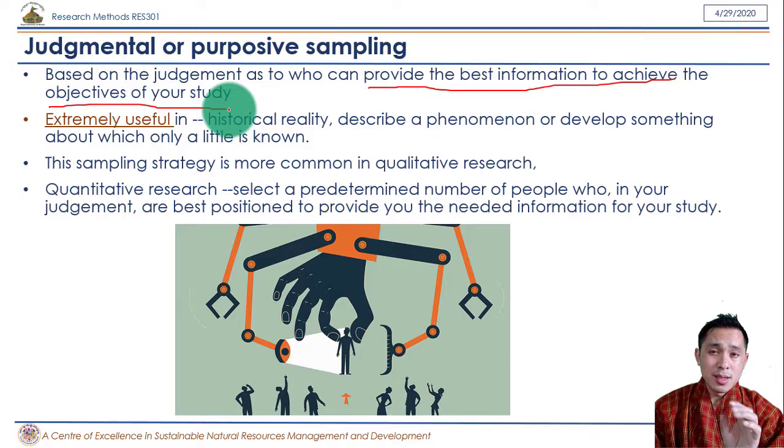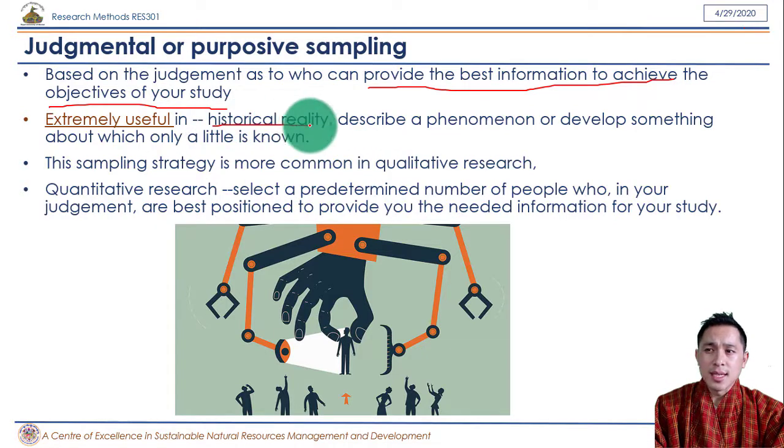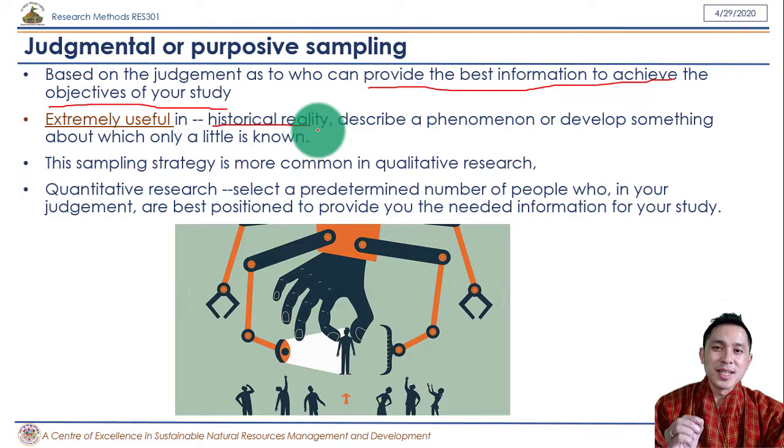But again, that's basically on your judgment. It's not sure that they are actually experts or not, or actually someone who knows or not. It's based on your judgment, or it's based on your purpose. So it's extremely useful in places like historical reality. For example, if you want to dig some information about past situations, past issues, problems, or phenomena, you do not pick the younger generation, because you feel that they will not be able to give very good information about the past. For example, if I want to study something past related to that village, choosing older or senior citizens is the best method to get this information. So extremely useful for historical reality.